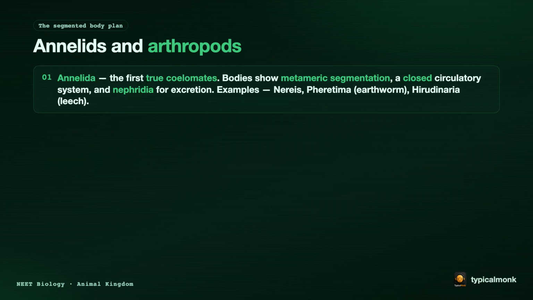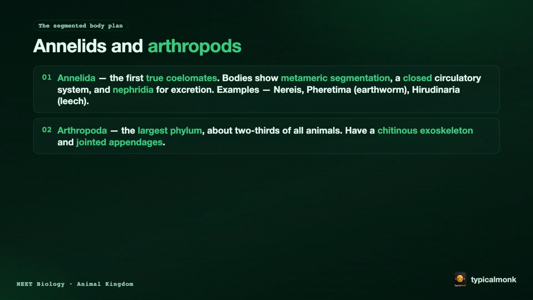Now, the segmented body plan. Annelida, the first true coelomates. Their bodies show metameric segmentation, a closed circulatory system, and nephridia for excretion. Common examples are Aphrodite, the earthworm, and Hirudinaria, the leech.